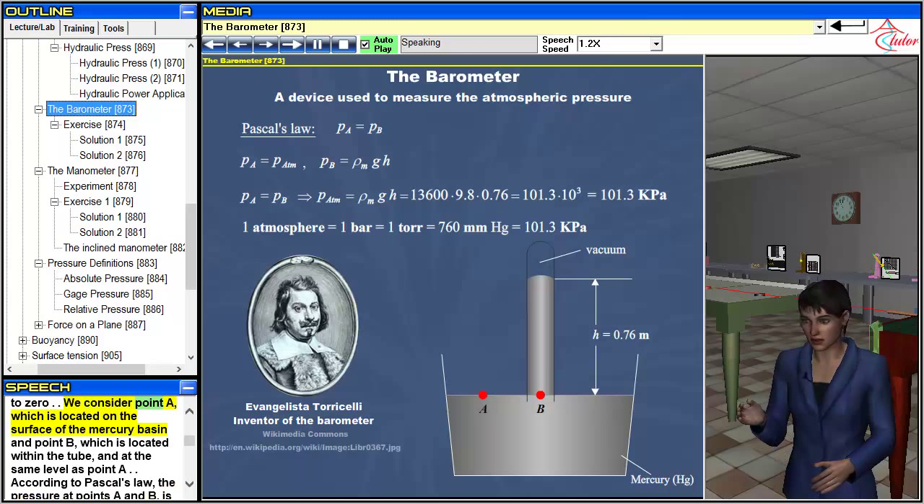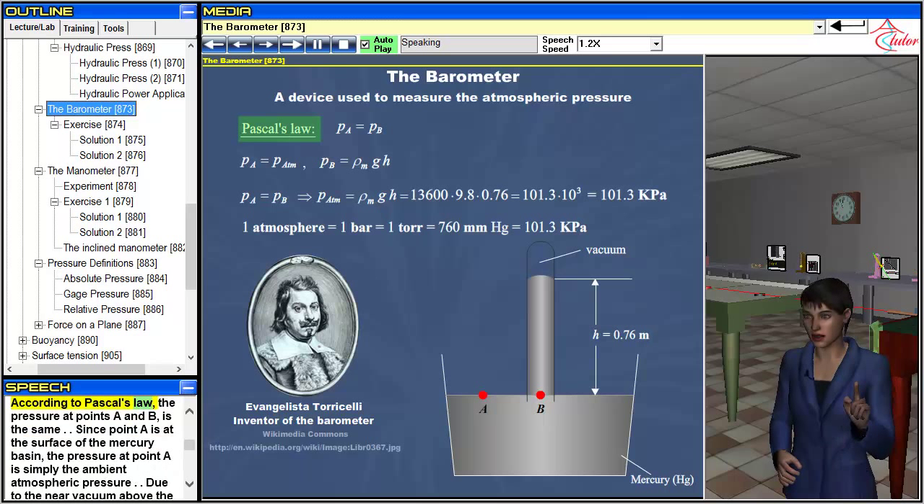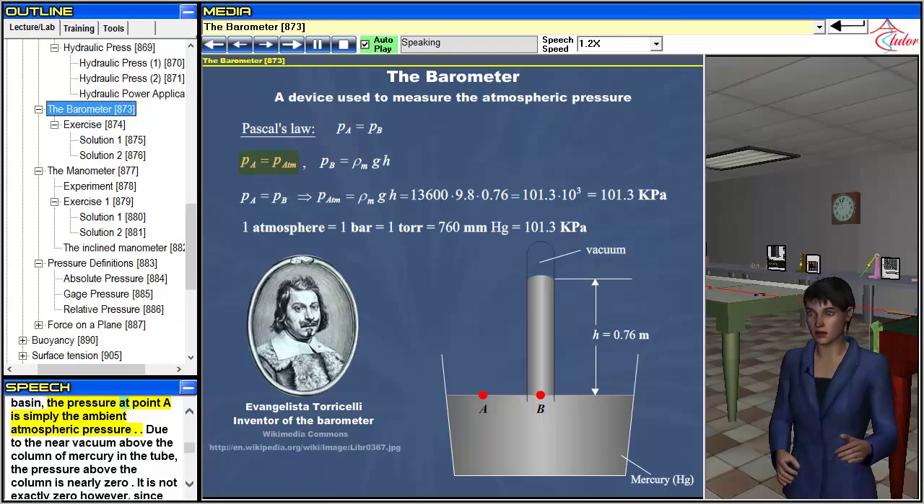We consider point A, which is located on the surface of the mercury basin, and point B, which is located within the tube, and at the same level as point A. According to Pascal's law, the pressure at points A and B is the same. Since point A is at the surface of the mercury basin, the pressure at point A is simply the ambient atmospheric pressure.